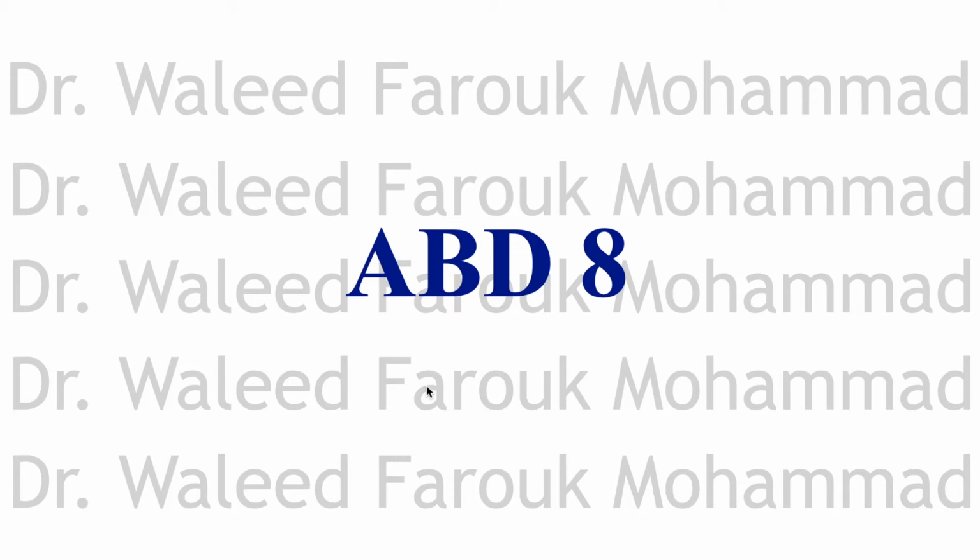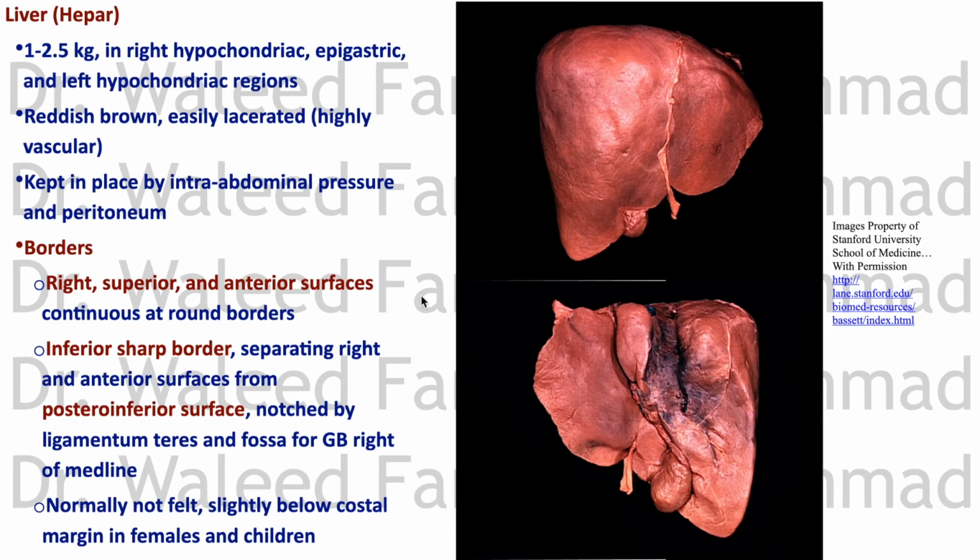Today's lecture is about the liver, so let's start. The liver, or hepar, averages between 1 and 2.5 kilograms. It occupies the right hypochondrium, the epigastric region, and reaches the left hypochondrium. So it's a large organ occupying a lot of space in the abdomen.